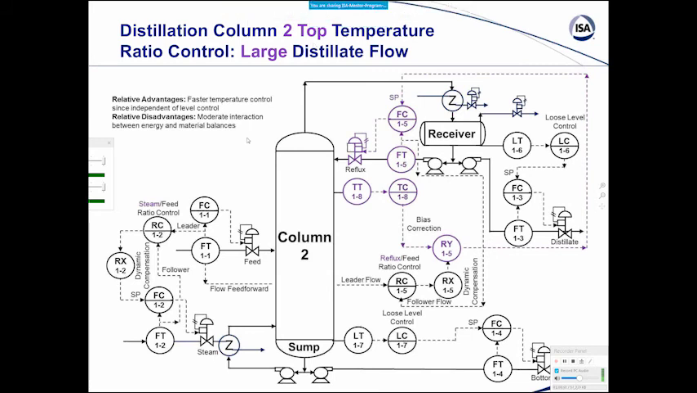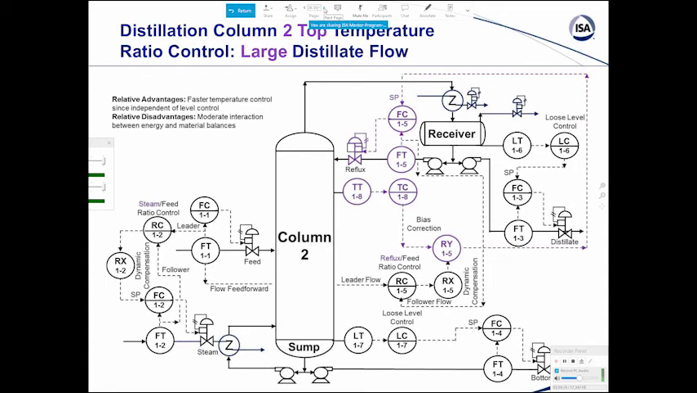Now for column strategy number 2, we have a situation where we have a large distillate flow. The level controller can manipulate that, and now the temperature controller can go ahead, and it takes a roundabout approach here, but comes back and actually manipulates reflux flow directly. We get faster temperature control since it's independent of level control. We don't have that internal reflux control like we had with the other one. And we have some moderate interaction between the energy and material balances.